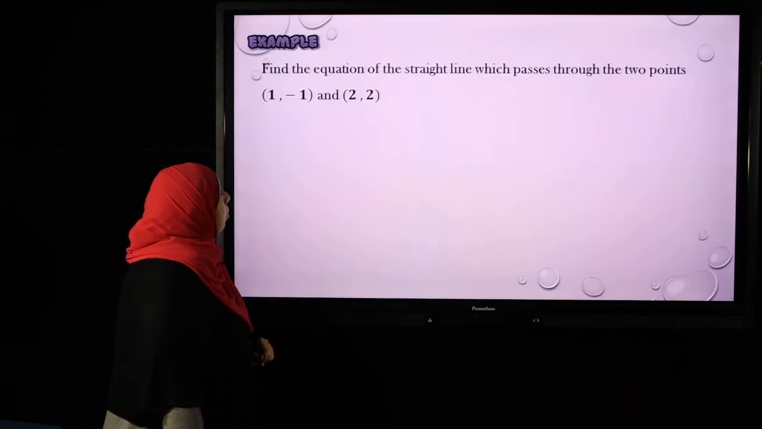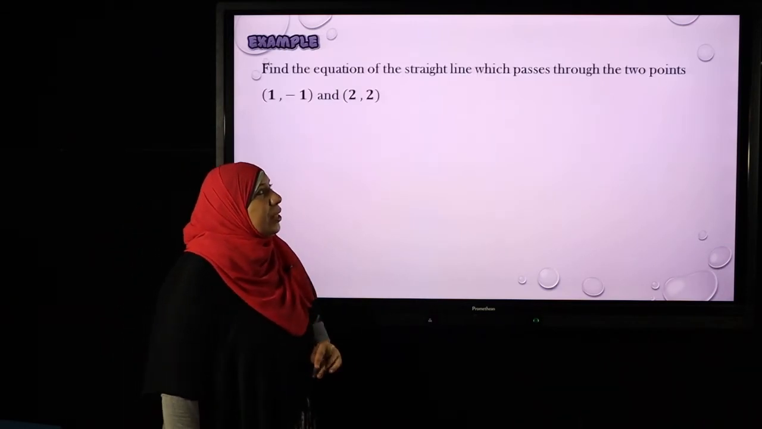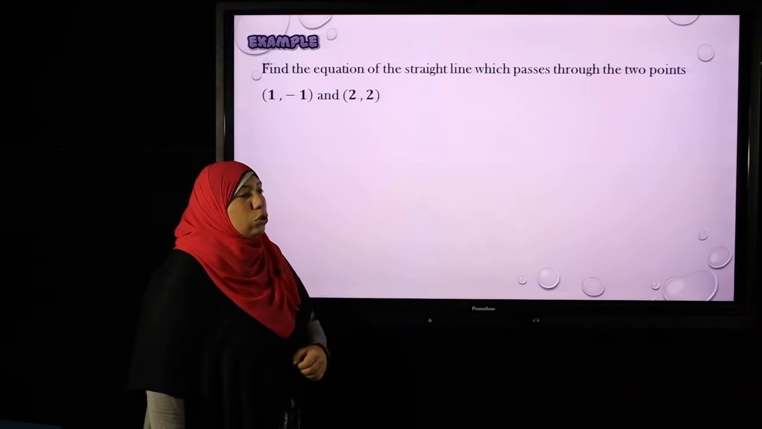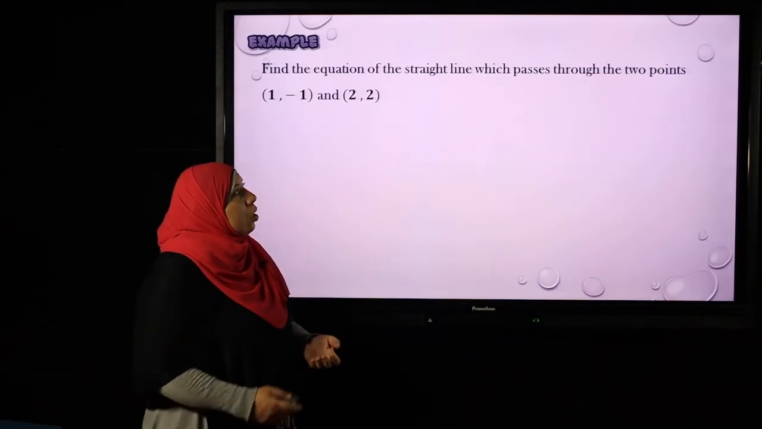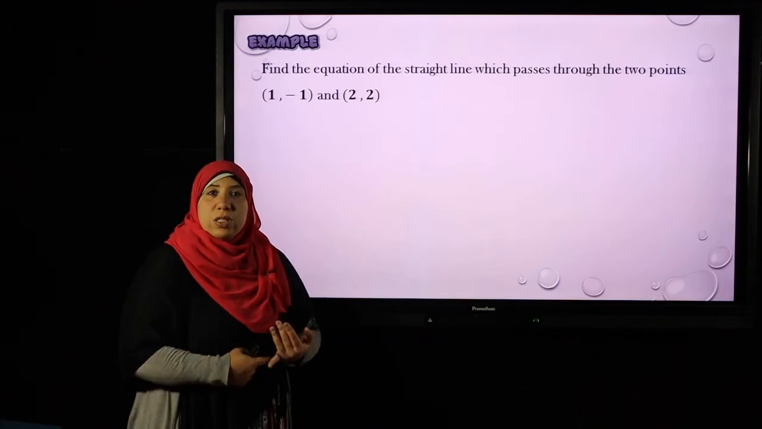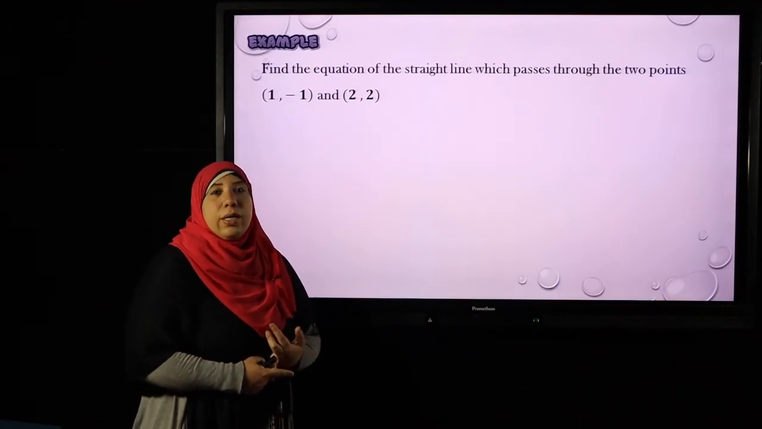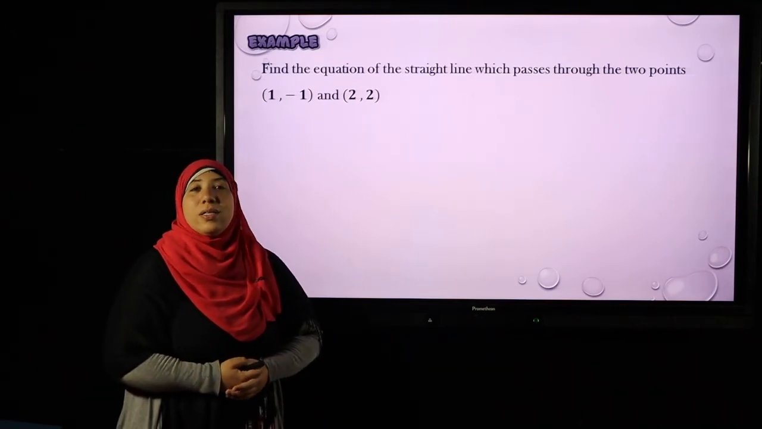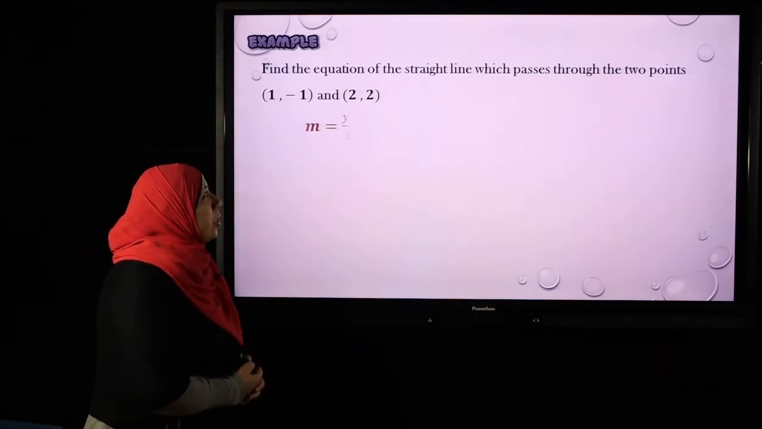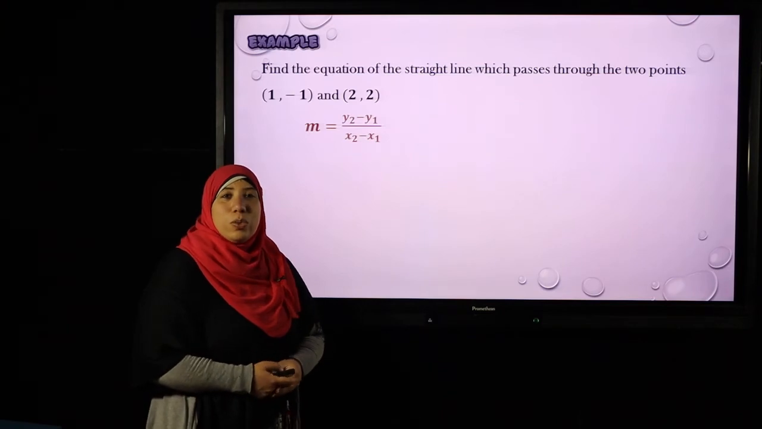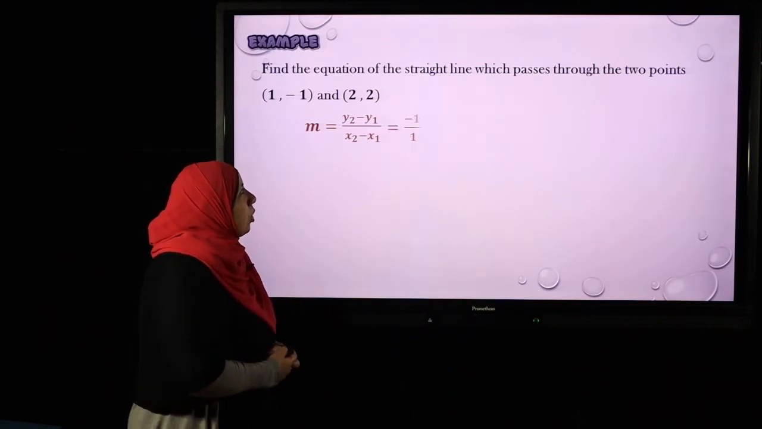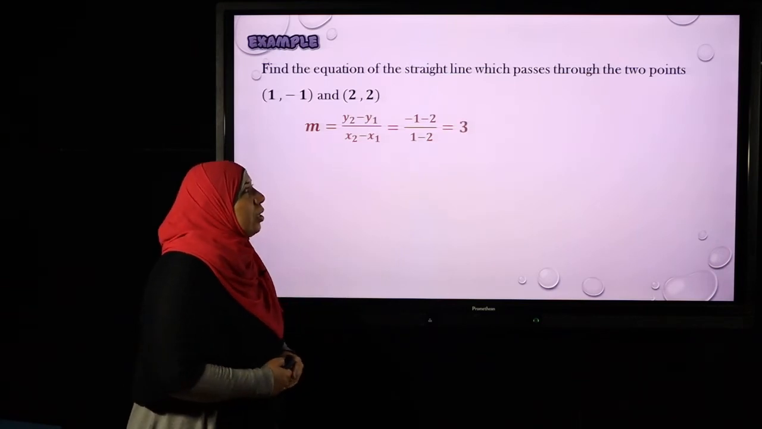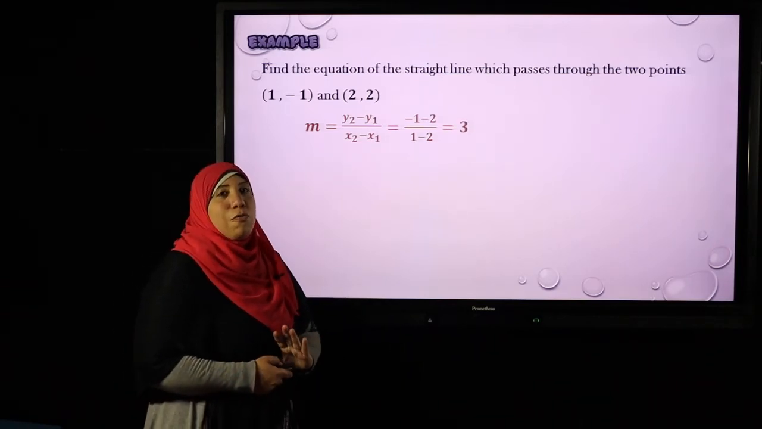Another example, find the equation of a straight line passing through the 2 points (1, -1) and (2, 2). Here, I don't have the slope, I don't have the intercepted part, and I want an equation. First, I will find the easy part, the slope. The slope here, using the rule of (y2 minus y1) over (x2 minus x1), I will make (-1 minus 2) over (1 minus 2) equals 3. Okay, I found the slope.